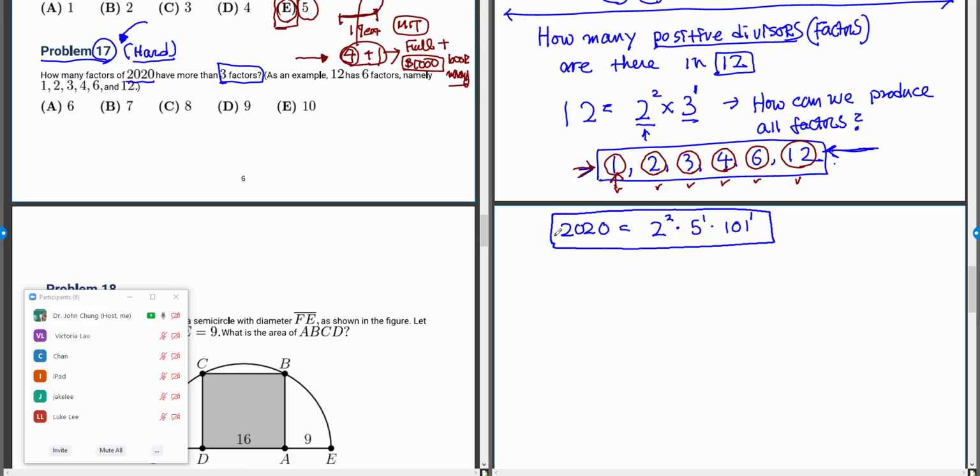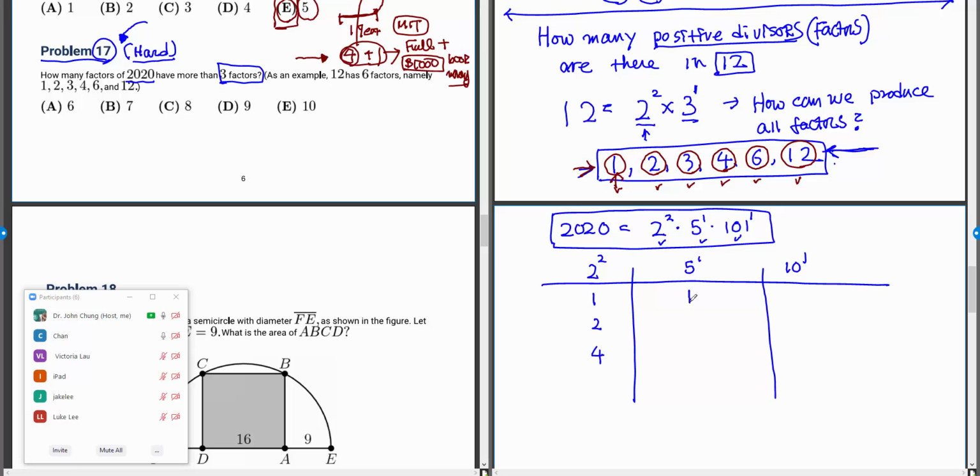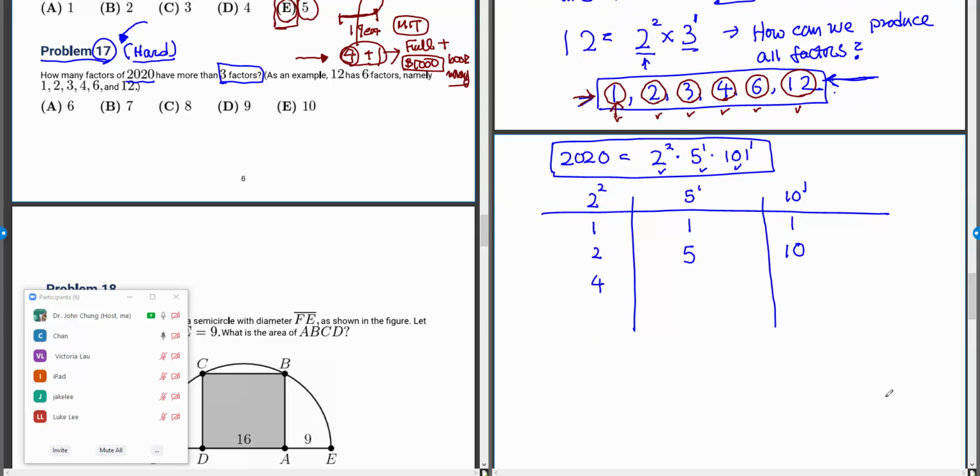Now using this prime factorization, make a table. 1, 2, 3 prime numbers. So put each number in a column: 2 squared, 5 to the 1, 101 to the 1. Now we're gonna list all factors of each number. 2 to the square is 4, and its factors are 1, 2, 4, isn't it? 2 to the 0, 2 to the 1, 2 to the 2, right? 5 to 0 is 1, 5 to the 1 is 5. And 101 to the 0 is 1, and 101.